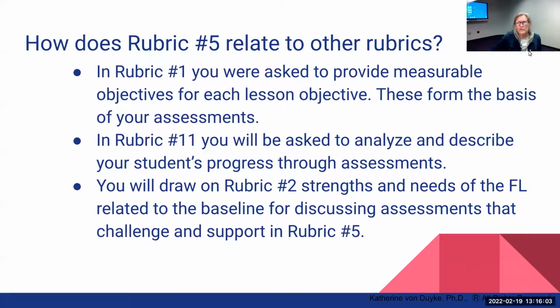So how does rubric 5 relate to other rubrics? Well, first of all, in rubric 1, you were asked to provide measurable objectives for each lesson objective. That measurable objective is going to form the basis for hopefully how you've already made your assessment. Next, in rubric 11, you're going to be asked to analyze and describe your students' progress through the assessments. And obviously what you've planned and measured here is going to apply there.